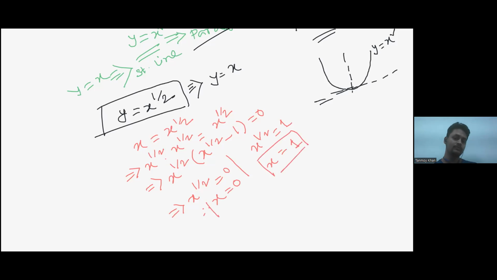So again, this function is intersecting the line y equals x at 2 points. One is x equals 0, another is x equals 1. So now we know everything.